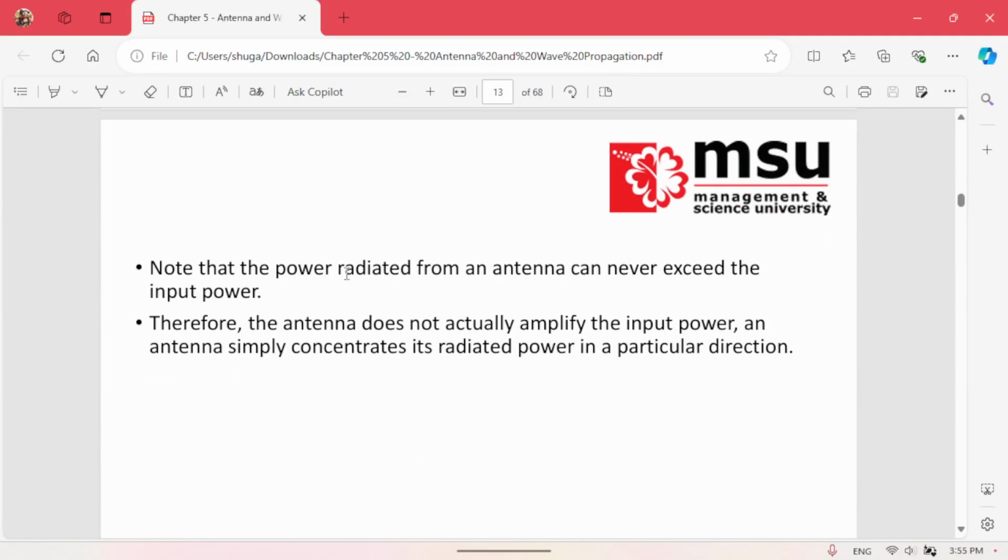Do take note that the power radiated from the antenna can never exceed the input power, and therefore the antenna does not actually amplify the input power. An antenna simply concentrates its radiated power in a particular direction. So what this means is the antenna itself does not increase the power or the signal strength of a certain signal. It is only concentrating the signal so that it will radiate in a particular direction.